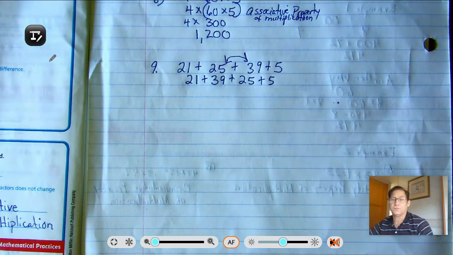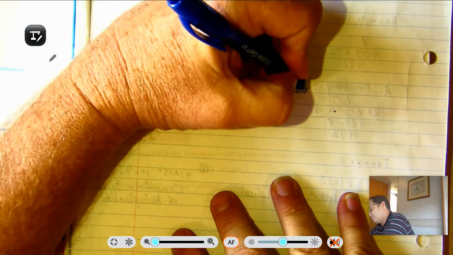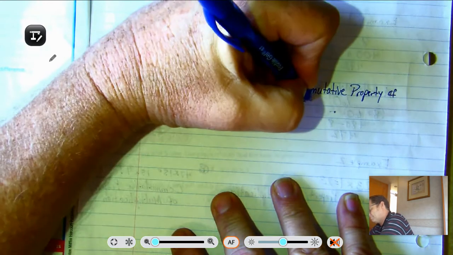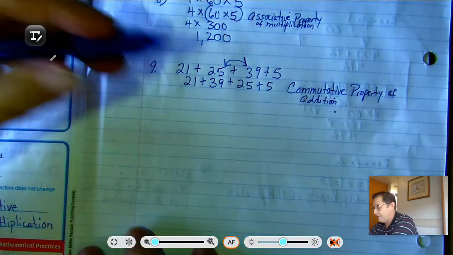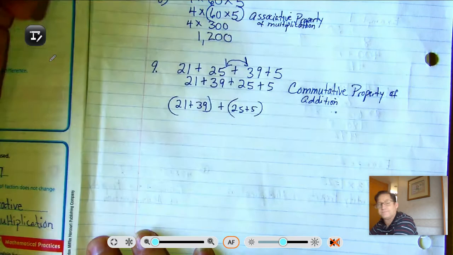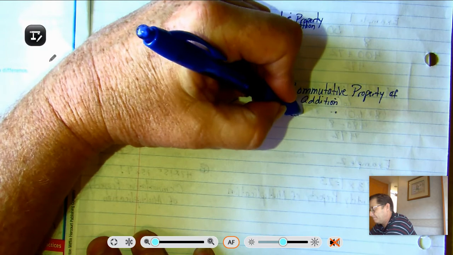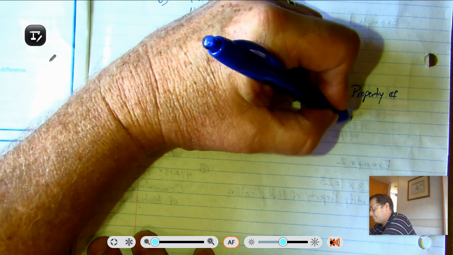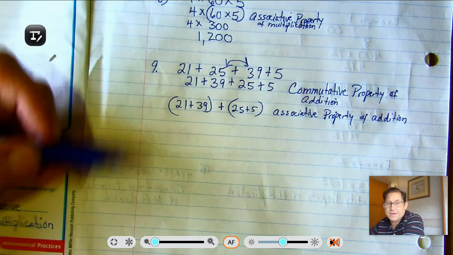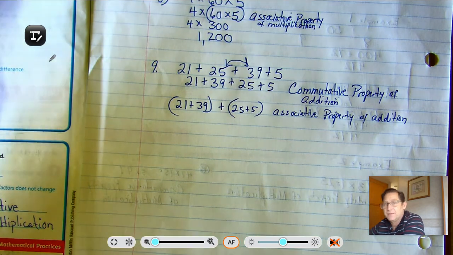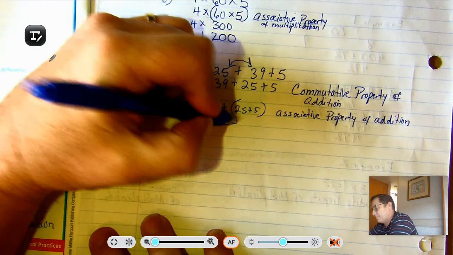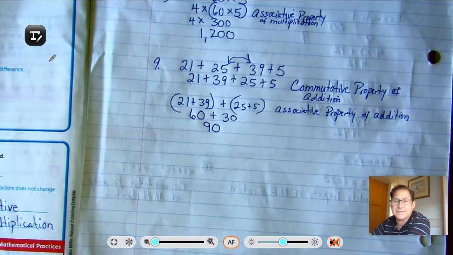Okay, so we want to switch the order of those 2 numbers. Commutative property of addition. All right, now let's group 21 plus 39 plus 25 and 5. That's the associative property. All right, 9 and 1 is 10. Regroup that as an extra 10. So we'd have 3 tens plus 2 tens is 5 tens. Plus the regrouped 10 is 6 tens. 25 and 5, 30. Well, 60 and 30 is easy to do. That's 90. Okay.